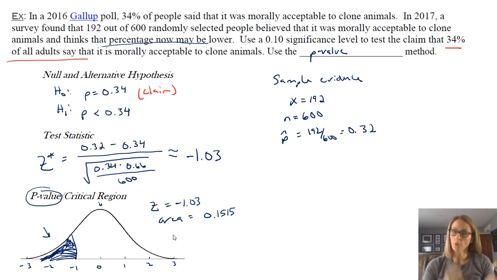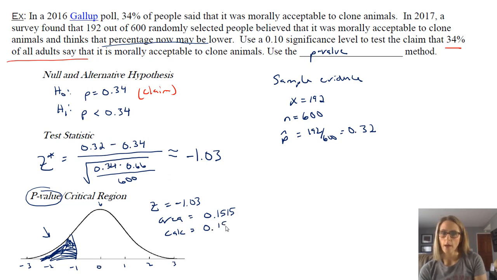You could use normal CDF, and you could put in negative 1 e to the 99, and then up to negative 1.03 with a 0 and a 1, because this is the standard normal distribution. And the calculator would give you just a slightly different version, 0.1505. So they would be quite close. Okay, either one, it's not going to make a difference. But notice that's big.